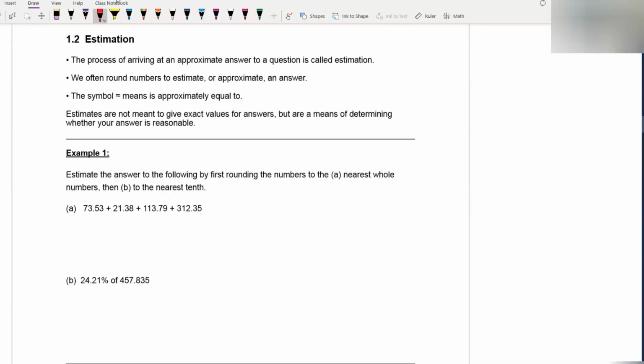So 1.2 is estimation. The process of arriving at the approximate answer to a question is called estimation. In this case we're going to use this symbol, which means approximately equal to. And when we have estimation, that means that we do not have exact values.